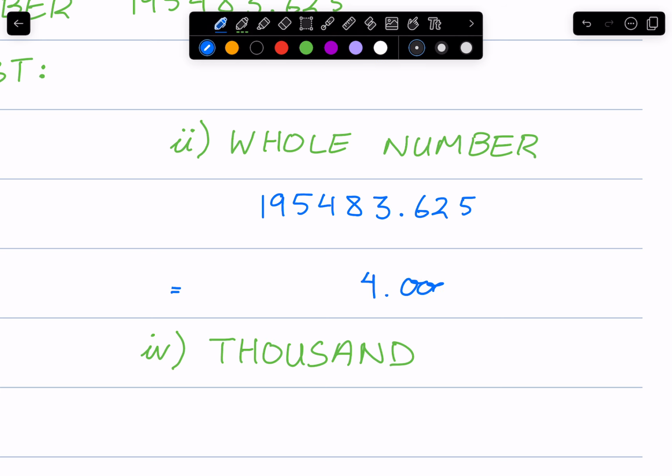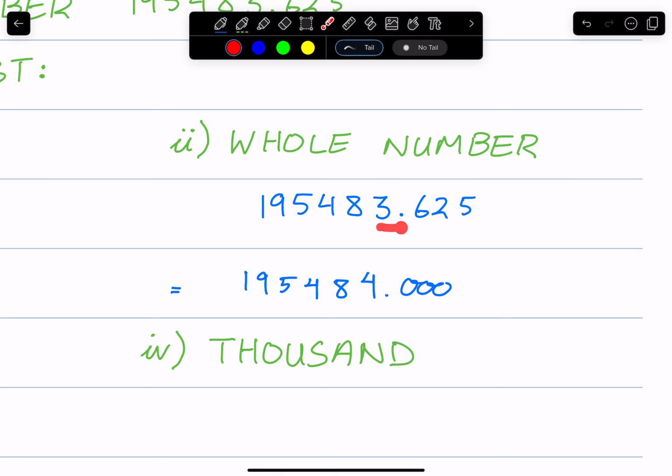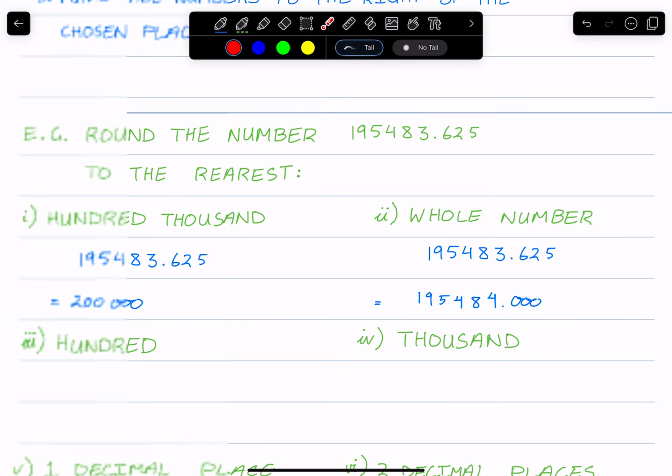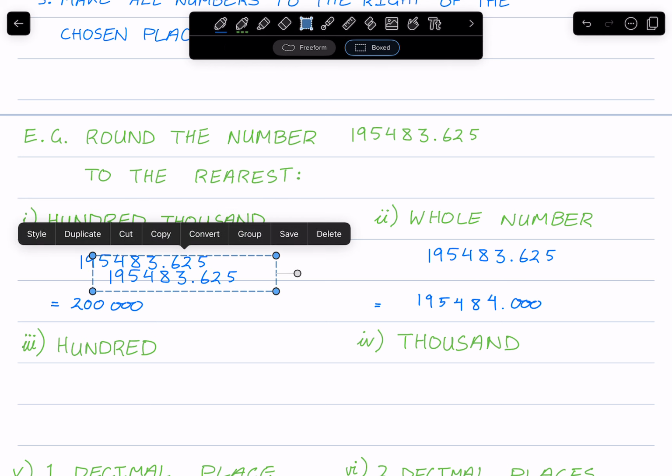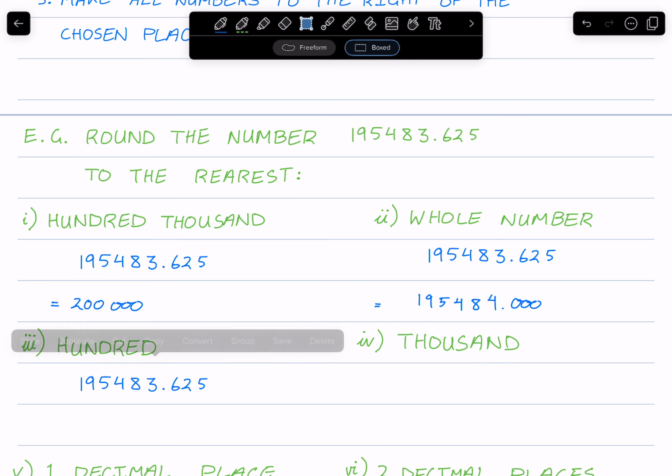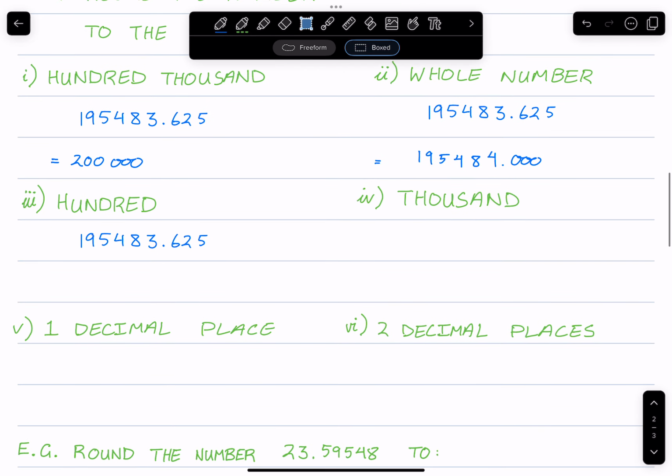But since these are decimals, once again, we don't need to write this. But every number before this remains the same. So it's still going to be 1, 9, 5, 4, 8. It's only the numbers to the right that become 0. Okay, so I hope those rules for rounding numbers are a little bit clearer. Let's keep going with the next set of examples here. You can pause at any time.